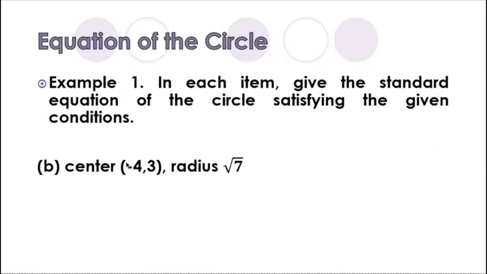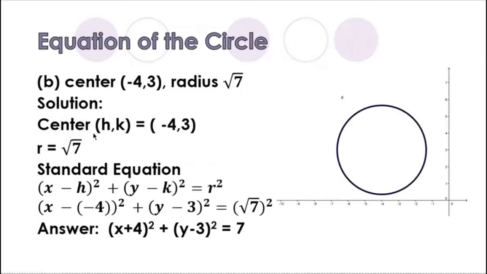Next, letter B under na example 1. Ang center ay negative 4, 3. Then, ang radius natin ay square root of 7. Ang center ng ating circle located at the second quadrant of the Cartesian plane. So, ibig sabihin, pag nilagay natin ng h, k, magiging ang h natin ay negative 4 at ang value ng k ay 3.